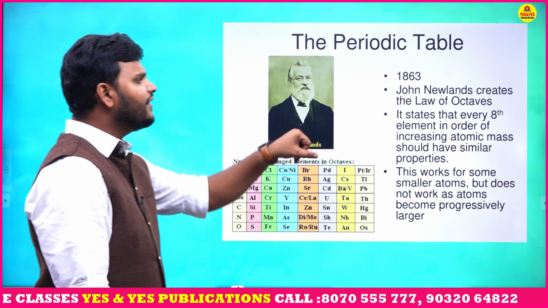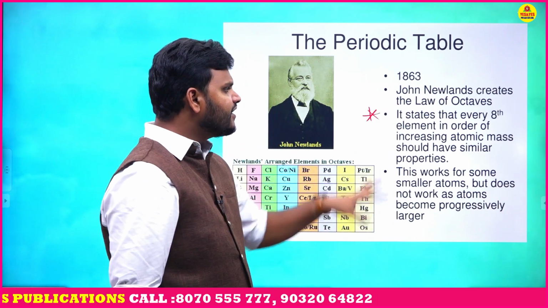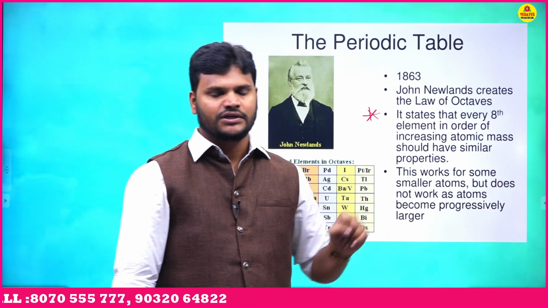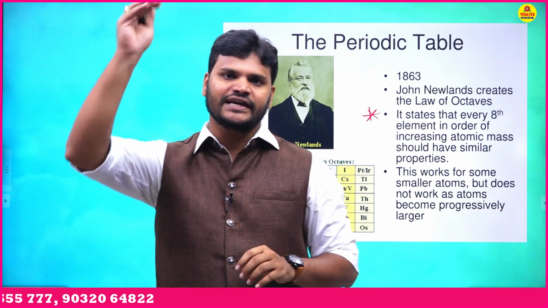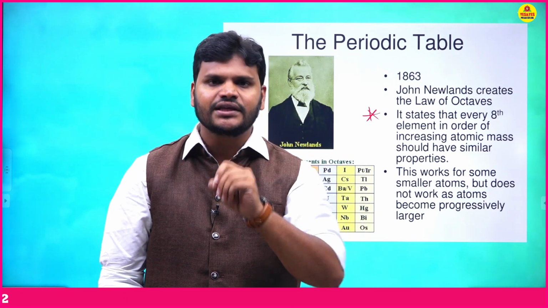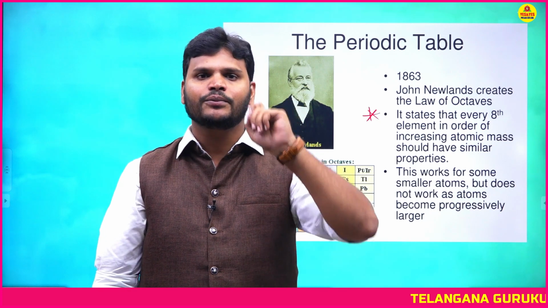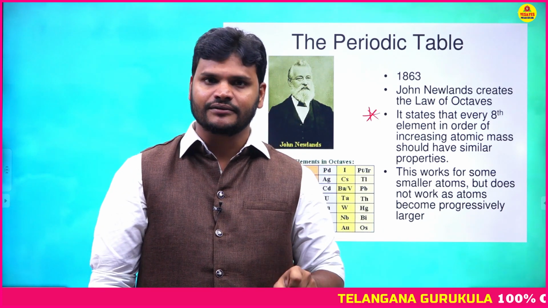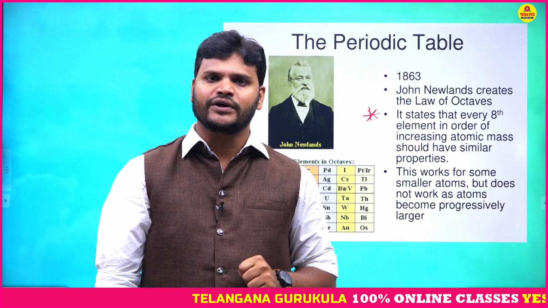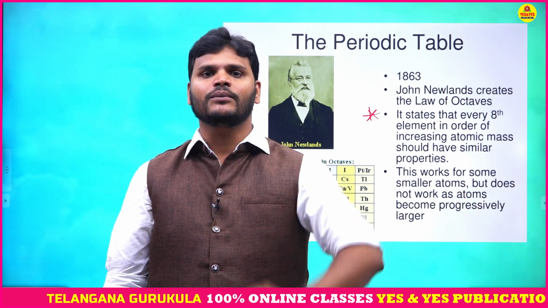So according to this concept, this point is very much important. Just have a look. It states that every 8th element in order of increasing atomic mass should have similar properties. So what did Newland say? Newland said this statement: every 8th element has similar properties when elements are arranged according to their atomic masses. Is it clear?